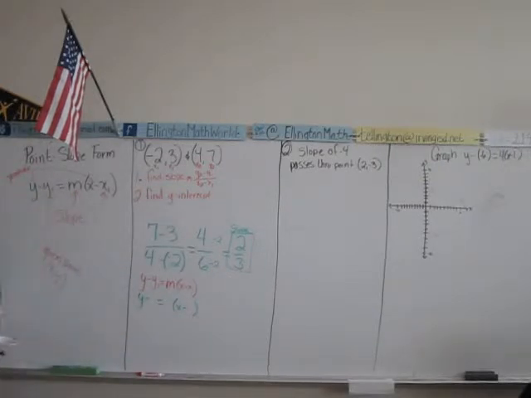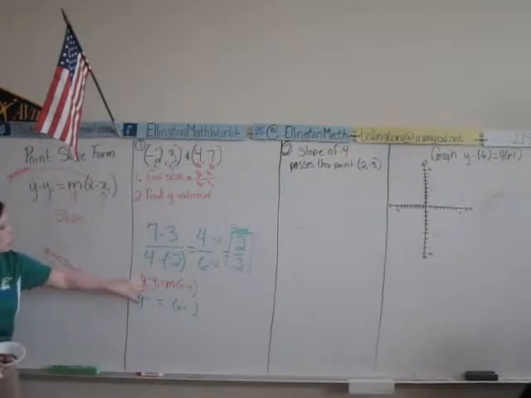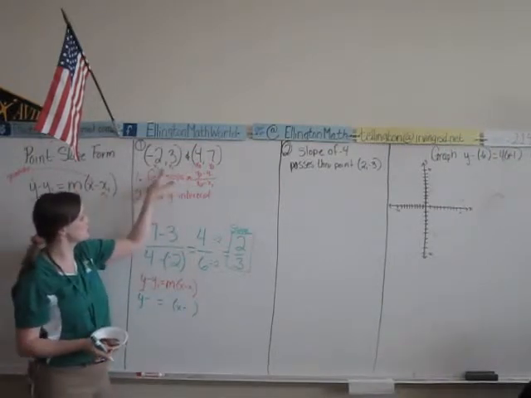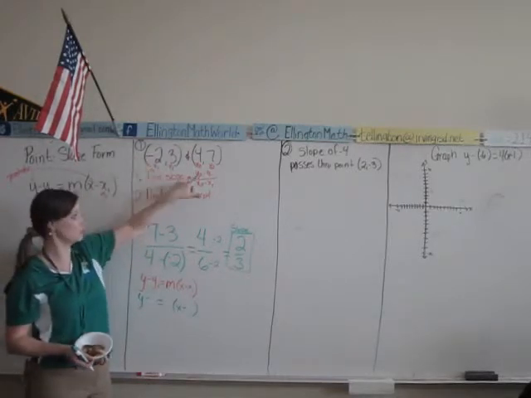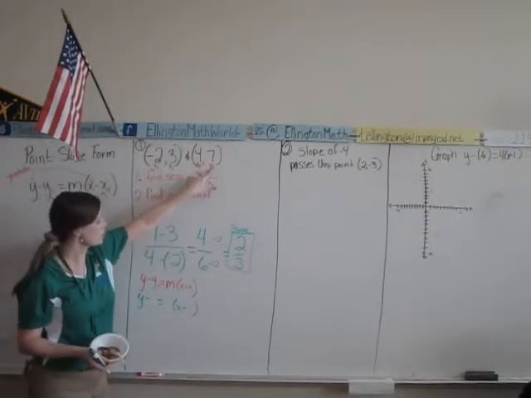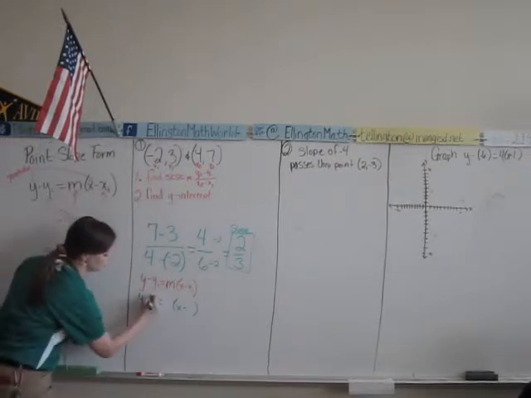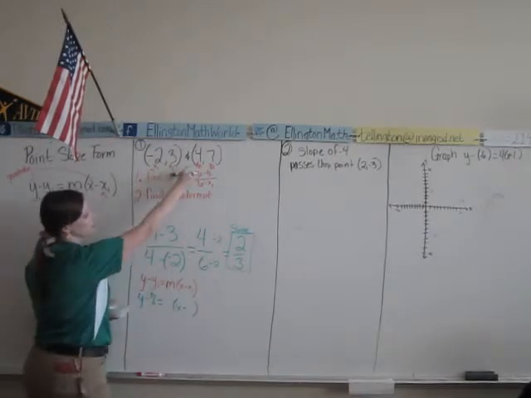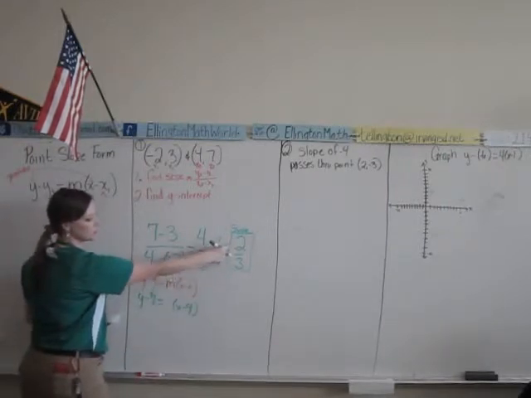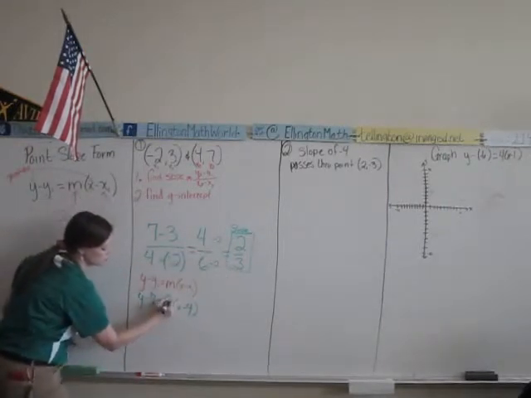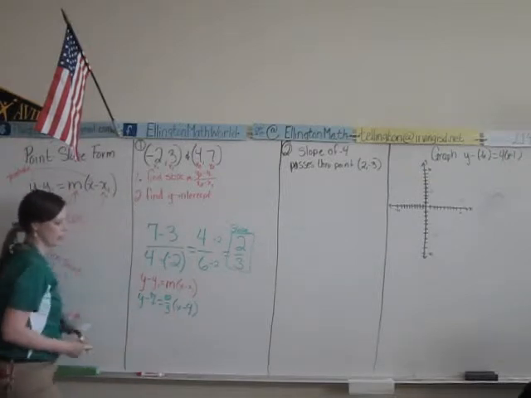Okay? So now all I have to do is fill in the holes. Y1. Well, I'm going to use this point instead of this point. It doesn't matter. I could use this point, but I don't want to deal with a negative 2. So I'm going to use this point. Y is 7. X is 4. And what was my slope? 2/3.